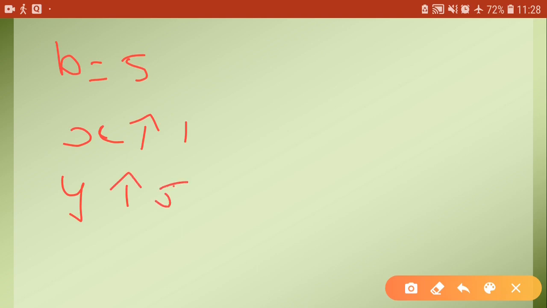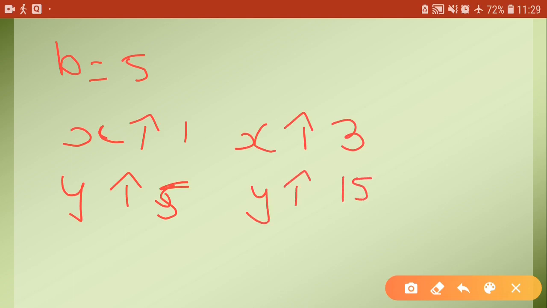Same way, let's take another example. Let's take b as 5. Okay. So if x increases by 1 unit, then y increases by 5 units. If x increases by 3 units, y increases by 3 5s are 15 units. Yes, you got my point.